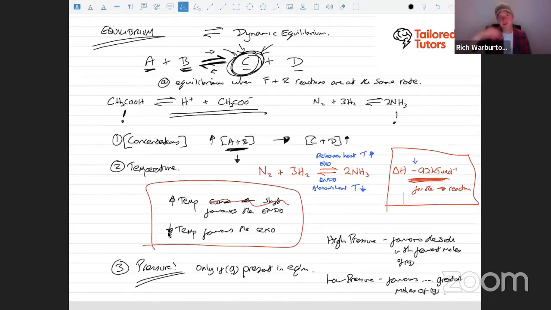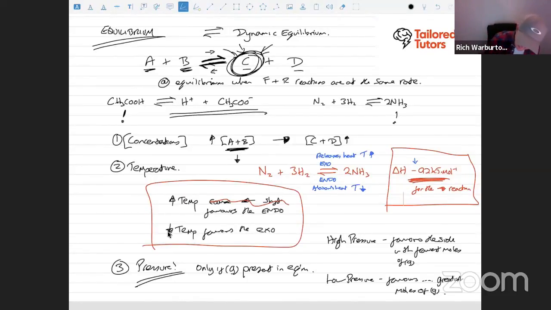Because if you increase the pressure, it wants to try and bring that pressure back down again. So essentially, it's going to favor the side with the fewest moles of gas, because if you've got fewer moles of gas, they're causing less pressure. They're not banging on the sides of the walls of your closed system at all. So that's why it favors that side, to reduce the pressure back down and again, oppose the change. And of course, the opposite is true. Low pressure, it brings the pressure back up by favoring the side with the greatest moles of gas, and then that's going to increase the pressure.